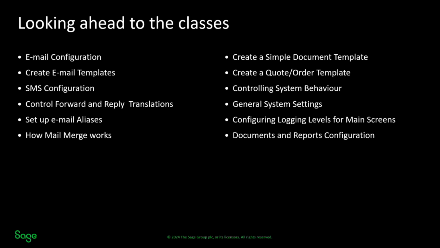looking at SMS configuration, handling the translation and control of forward and reply translations, the idea of email aliases, and then moving on to thinking about how documentation, document merge works as well, and looking at quite a lot of different questions around how mail merge works, how we create templates, how we go on and work with nested templates as well, the idea of quote and orders and quote lines and order lines, etc. Then we'll go on to looking at the general system behavior, including things like logging as well. Those are the later lessons within this cycle.